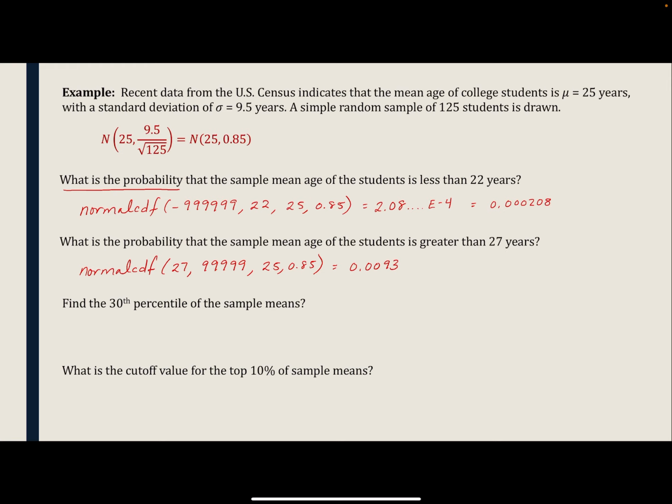The next two questions are inverse norm questions. And I know that because it's asking me about a percent, and I'm trying to be careful because I know that this is confusing when you talk about proportions. But when it's talking about a percentile or it's talking about an upper area under the curve, like the top 10% or the lower 5%, then we're looking at an inverse norm command.